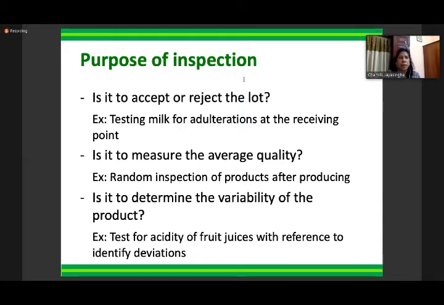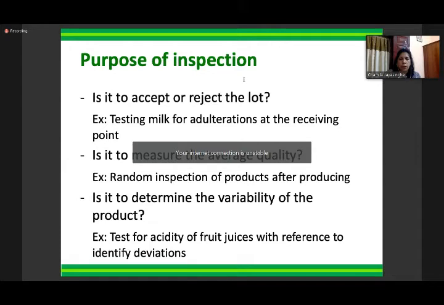Actually, when the production line is going on, at that time they randomly select a sample and send it to the food analysis laboratory. Then the food analysts analyze the sample and send the report back to the production line, or sometimes they send it to the final product releasing point. Accordingly, they release the product or not, right?